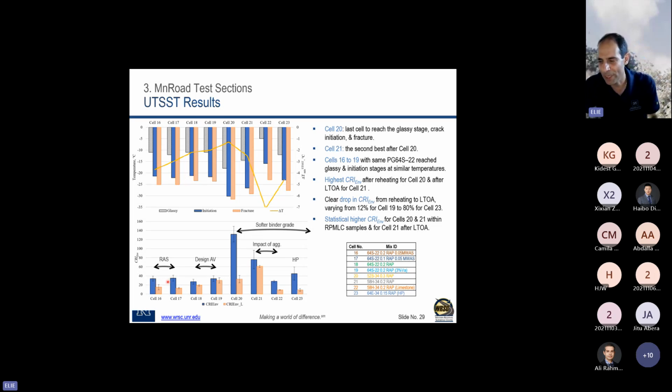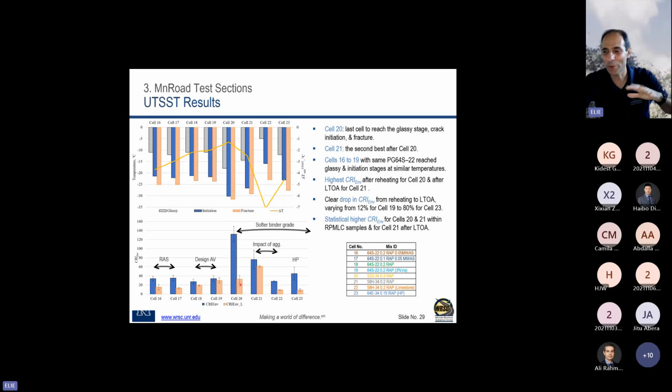It didn't matter if we changed the amount of the RAP, because the RAS was controlling the behavior. These two are when we change the number of gyrations of the design air voids. This one over here, we start using a softer binder grade. That one specifically is the PG 52-34, which showed a very good relationship when it was short-term aged. But when we long-term aged it, that's the orange bar, it actually dropped.